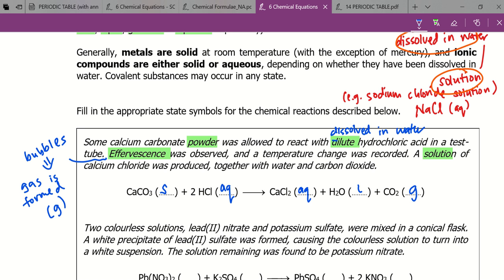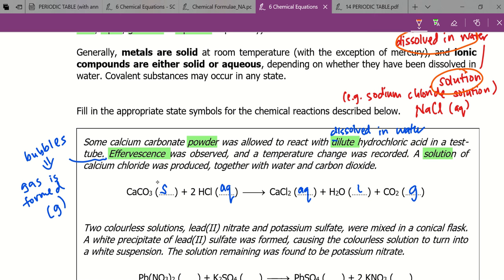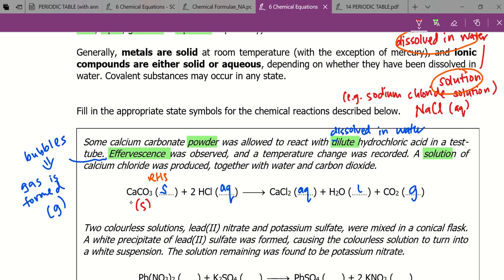There is a format to writing the state symbols. It must be written on the right hand side, next to the chemical formula. You cannot write it below, right? If you write AQ below the chemical formula, it is wrong. So please do not write it below the chemical formula. It should be written on the right hand side of the chemical formula.